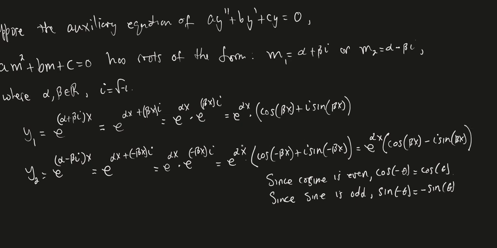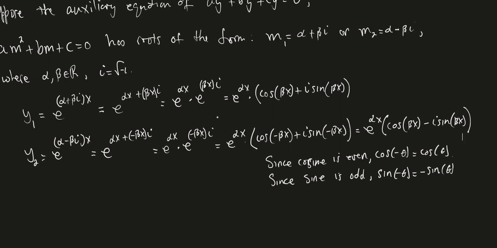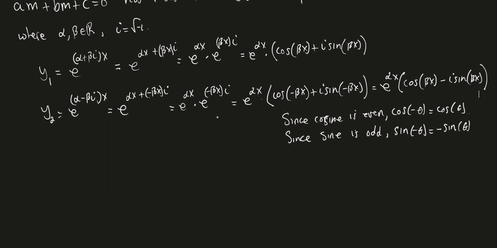So there we go. If we end up with complex roots, we will end up with one function that looks like this and another function that looks like this. But what if I apply the superposition principle? So what if I do this?